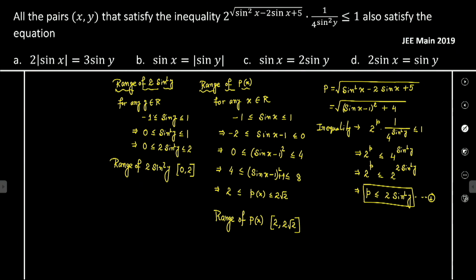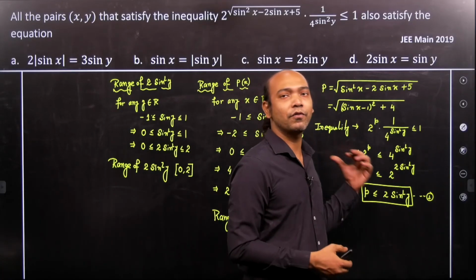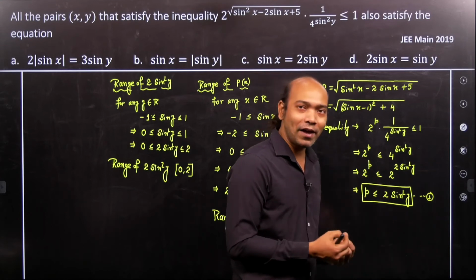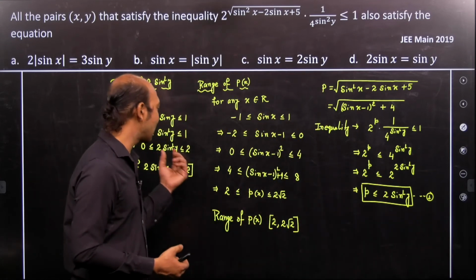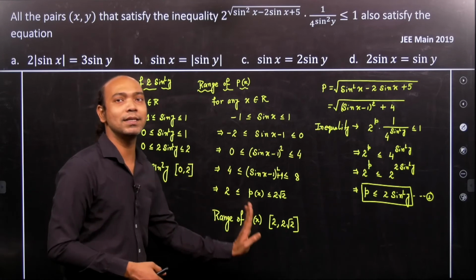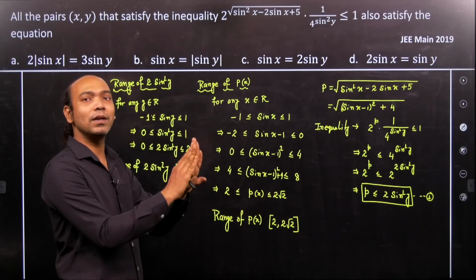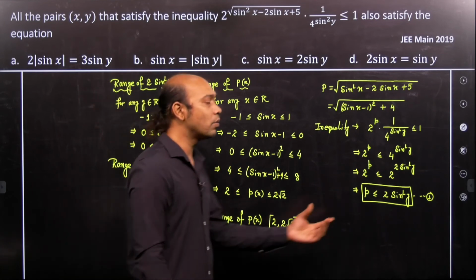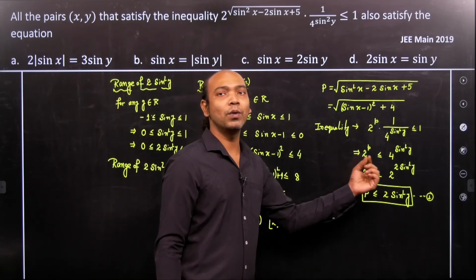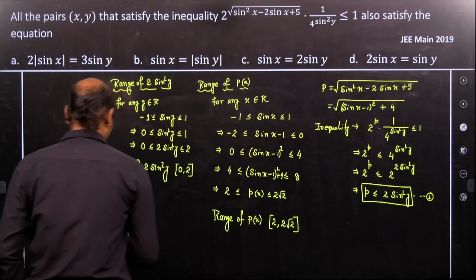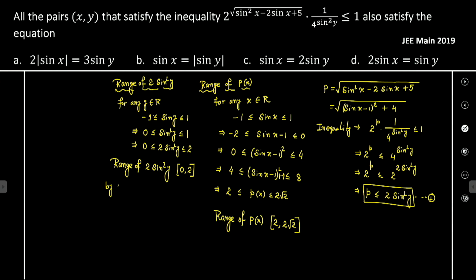That's it. Now see that equation 1 needs to be satisfied on these ranges, right? So at what value do both conditions, the ranges, match? It's only possible, see, that is 0 to 2 and it's 2 to 2 root 2. So at the junction point only they have one common point. So equation 1 holds if p is equal to 2 and 2 sine square y is equal to 2. Okay, so therefore we'll say that by 1 it holds only for p is equal to 2 and 2 sine square y is equal to 2.